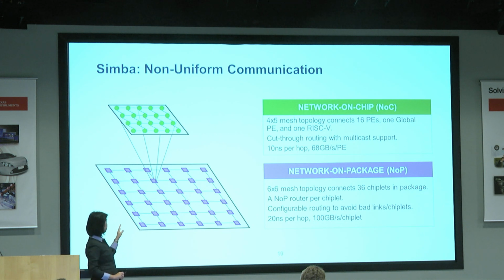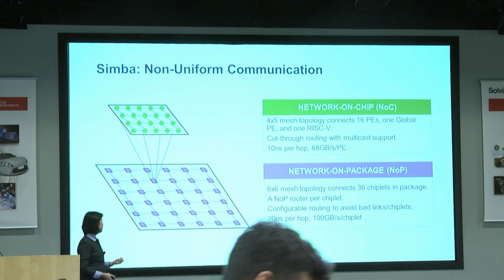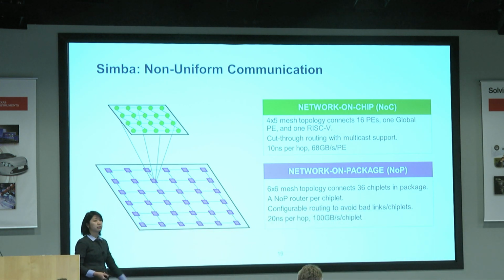We also use configurable routing to avoid any bad links or bad chiplets that may appear in the manufacturing process. If you think about the latency and the bandwidth of our NOP, it delivers roughly 20 nanoseconds per hop and 100 gigabytes per second per chiplet. So here we talked about the communication interconnect architecture.